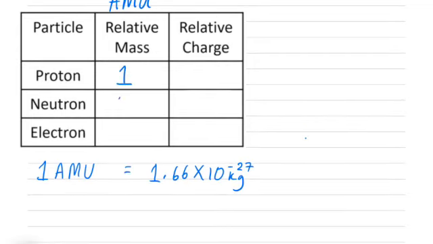A proton correlates to one atomic mass unit, a neutron 1, and an electron 2,000 times smaller than this, 1 over 2,000. The charge of a proton is positive, +1. The charge of a neutron is neutral, 0, and the charge of an electron is -1.